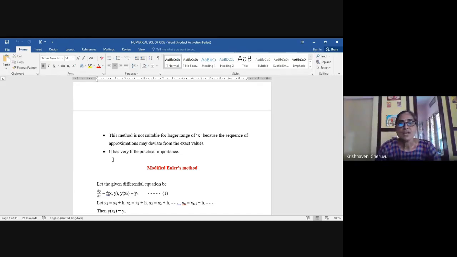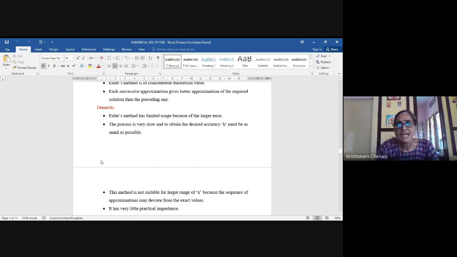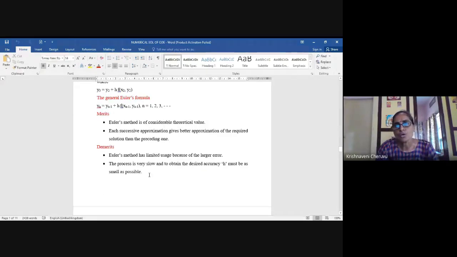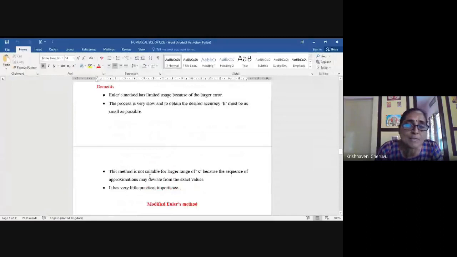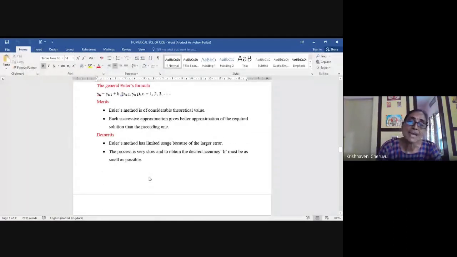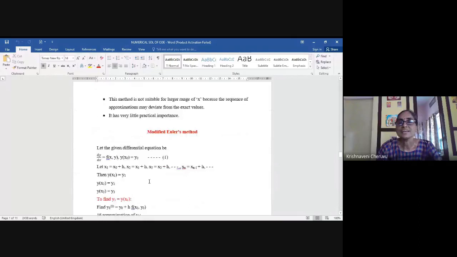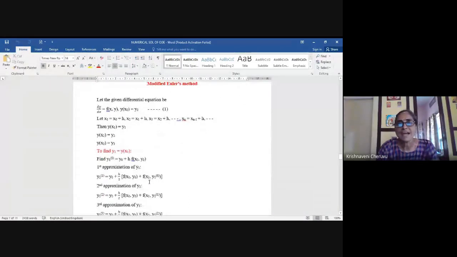The next one is practical importance. As I said earlier, it has considerable theory and less considerable practical use. So please be thorough with the merits and demerits of every method, girls. They may ask you to derive the formula and write at least one merit and demerit for short answer questions. Okay, now let us move to the next method, the modified Euler's method.